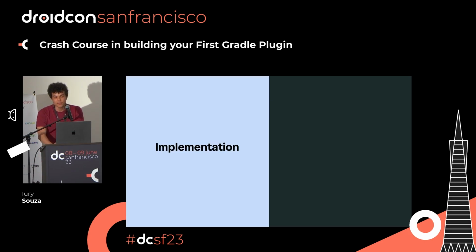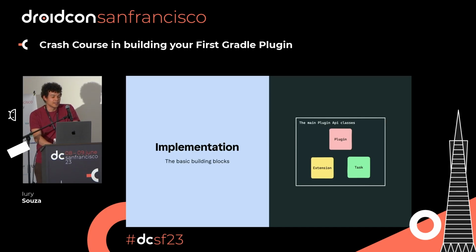So let's see. These are the basic building blocks for a Gradle plugin. You have the plugin, extension, and task. Typically when you build a Gradle plugin, this is what you have to do to implement. So let's start from the extension. You can just think of the extension as a data object. You're going to use that to pass configuration down to the plugin. So if you want to change the behavior, that's where you enable that.